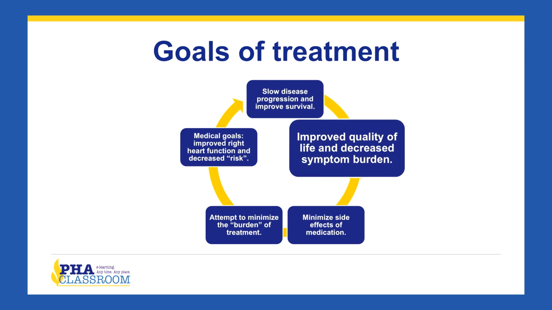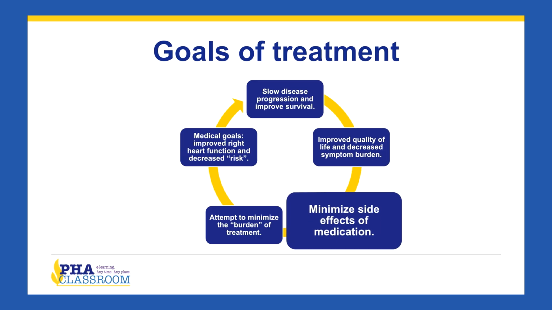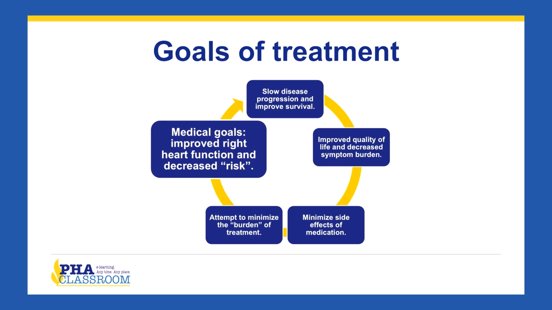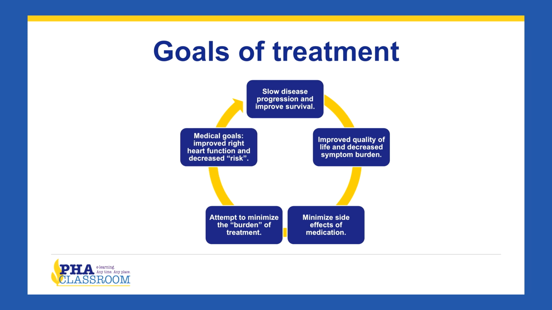So, we want to improve their quality of life and decrease their symptom burden, while at the same time developing a treatment plan that's going to minimize side effects of the medication, be affordable, and also not be so burdensome in terms of the requirements of that treatment that it affects the patient's quality of life. And then medically speaking, we achieve those goals by decreasing the patient's pulmonary pressures, which can lead to improvements in right heart function. And then we want to see patients decrease their risk of having events like hospitalization or death from progression of their underlying disease.